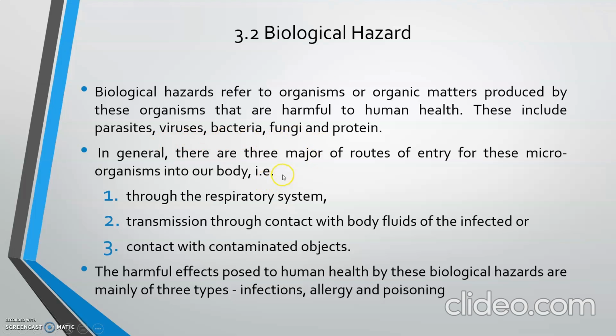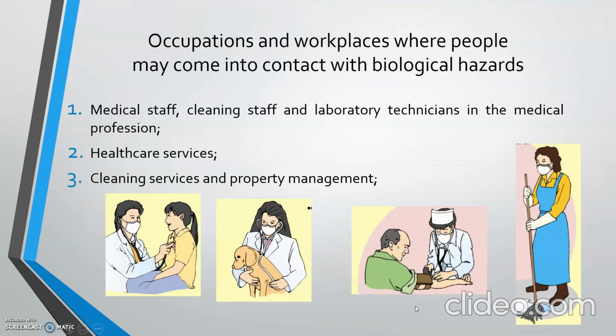In general, there are three major routes of entry for these microorganisms into our body. First is through the respiratory system. Second, transmission through contact with body fluids or animals that are infected. And third, contact with contaminated objects. The harmful effects posed to human health by these biological hazards are mainly of three types, which we call infections, allergy, and poisoning.